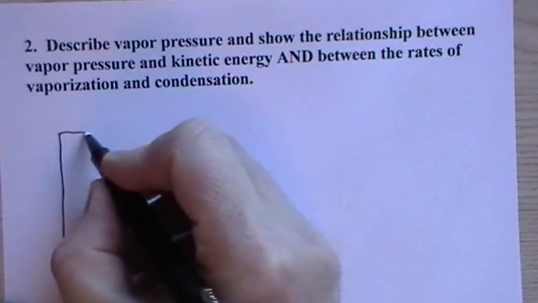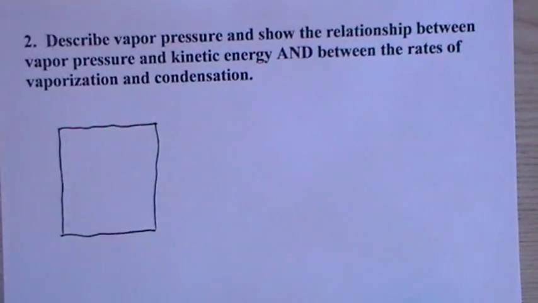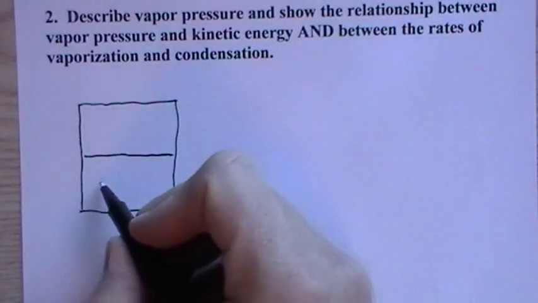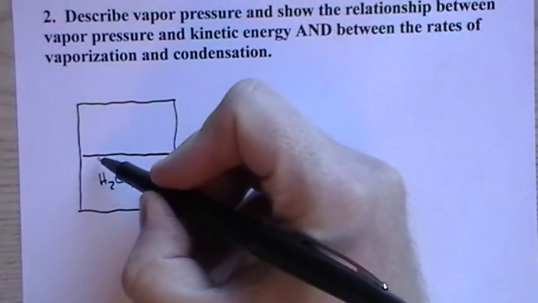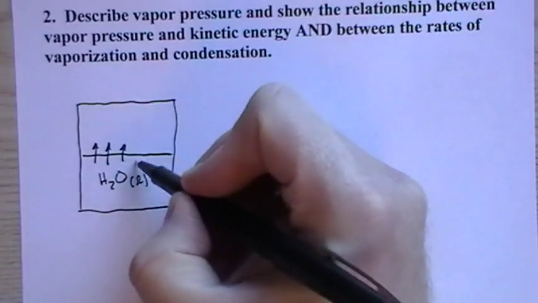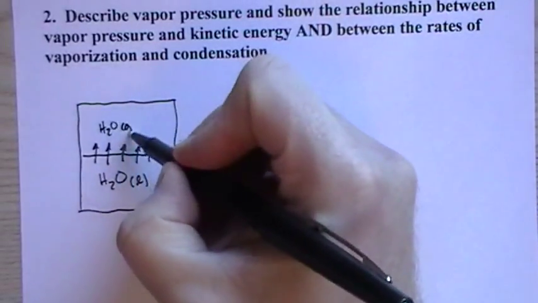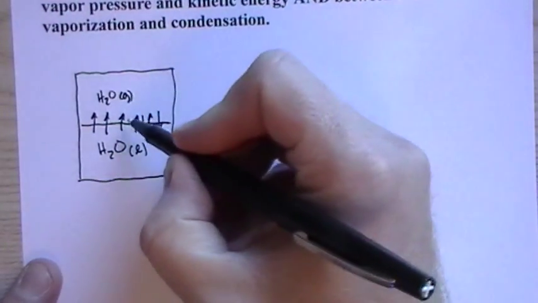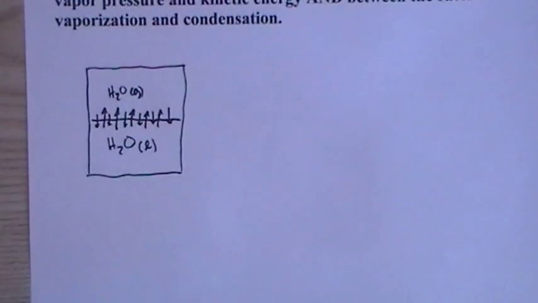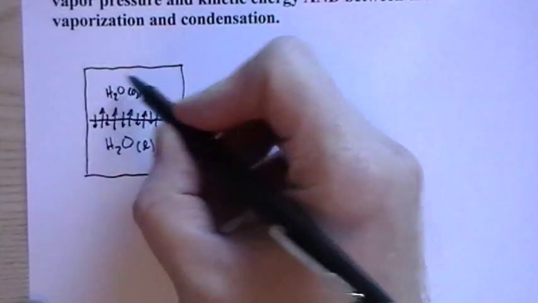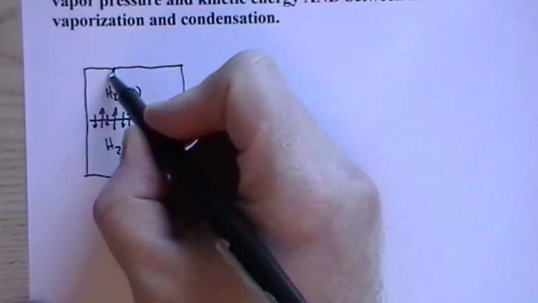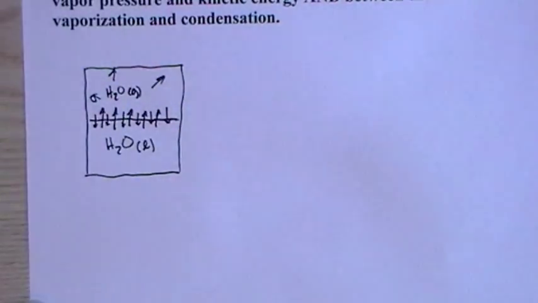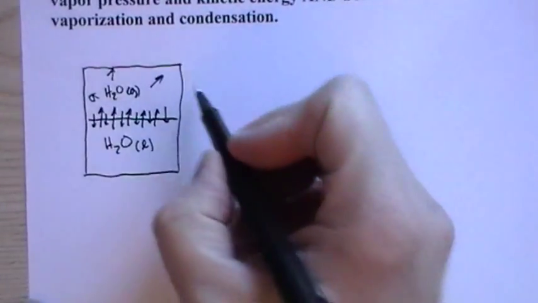So, pretty much all liquids, to some degree or another, if you have the liquid, so we'll have water here, there's a certain number of water molecules that will go into the gas phase. And after a certain amount of time, you'll get the same number of gas phase molecules entering the liquid phase as liquid molecules going into the gas phase, and you reach an equilibrium. Since you have these water molecules in the gas phase now, they are exerting pressure on the walls of the container, so that's your vapor pressure.